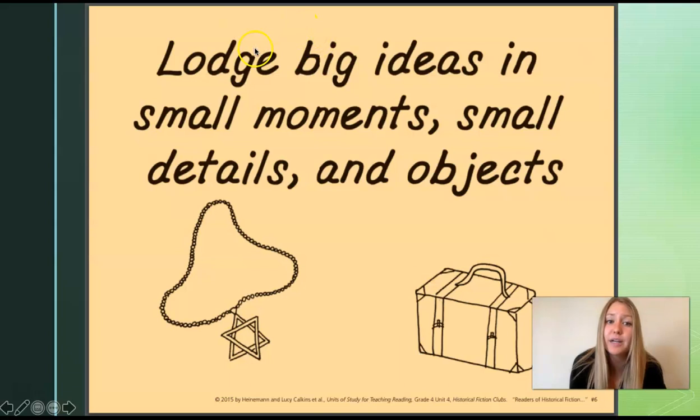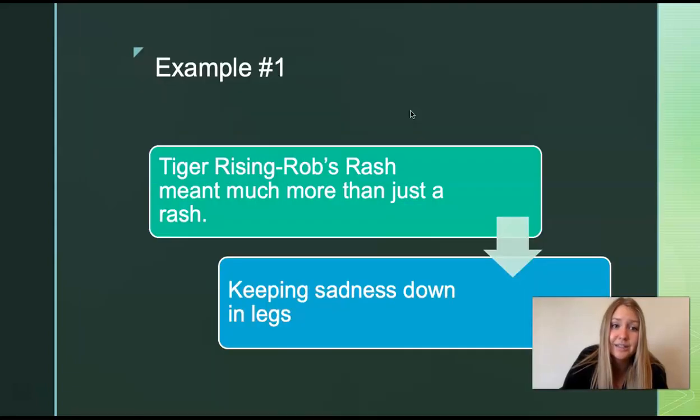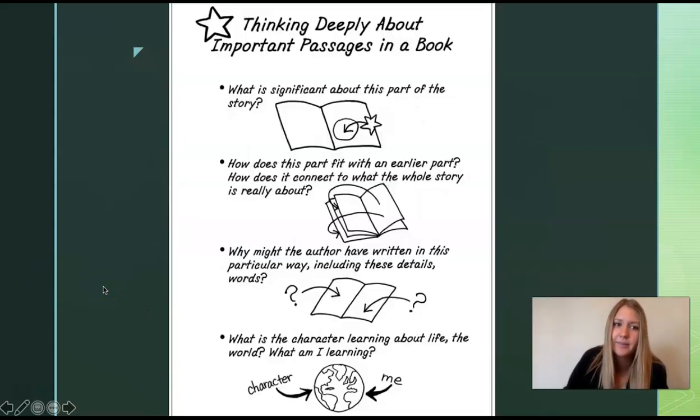And so today we're going to be looking at some small objects, small details, or small moments in Number the Stars that might also have a bigger meaning. And then you will do the same work in your book. All right. So I actually have another example from Tiger Rising besides the suitcase. Another example of a little object that had a big meaning was Rob's rash. It meant much more than just being a rash, right? There was a reason it was there. It was very purposeful. And it represented all that sadness that he was keeping down inside of his legs, as Willie Mae helped us to see in the book. So it might have just been a rash, but really there was a bigger meaning behind it, right?